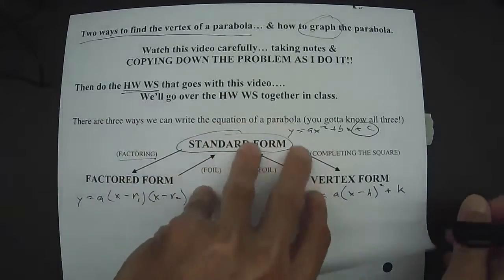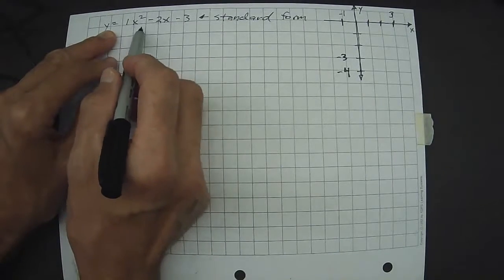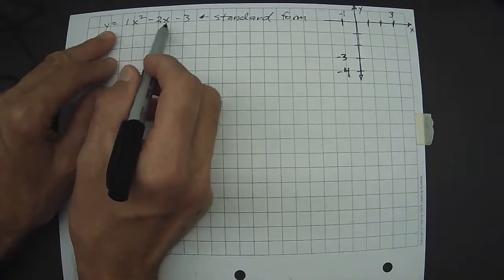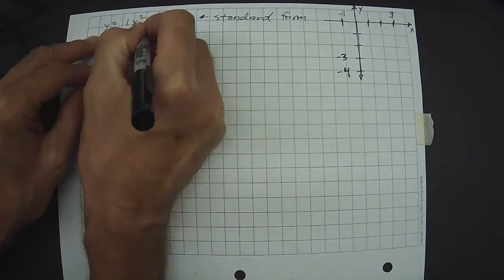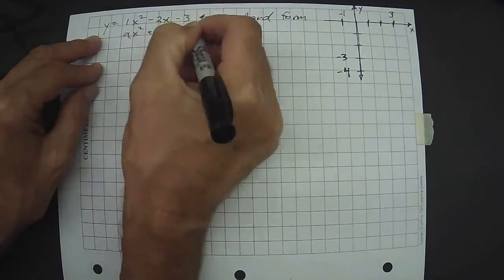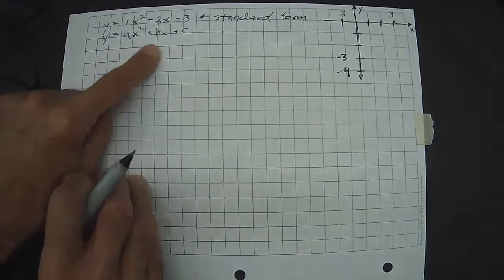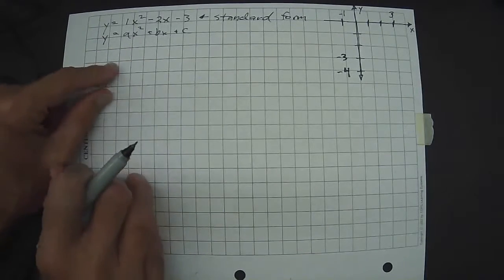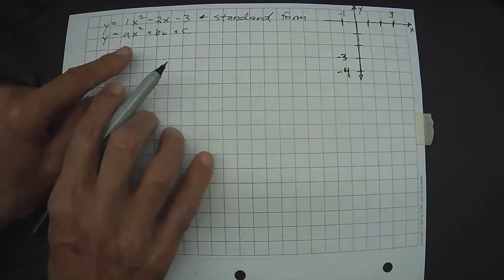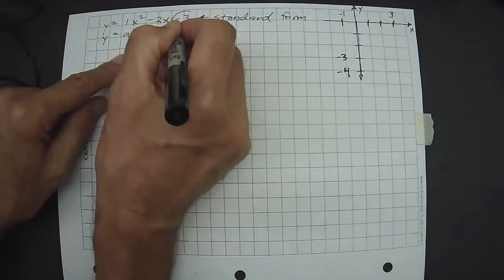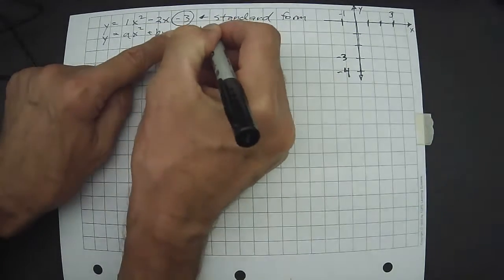So here's an example. Write this down with me. Let's say I've got an equation, y equals 1x squared minus 2x minus 3. That's called standard form, ax squared plus bx plus c. So if you have an equation like that, that's called standard form of a parabola or of a quadratic. And the nice thing about standard form is this number here by itself, always the number by itself, is the y-intercept.